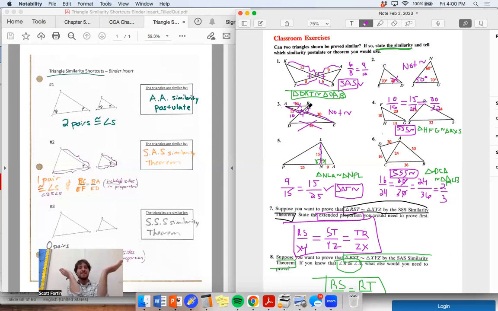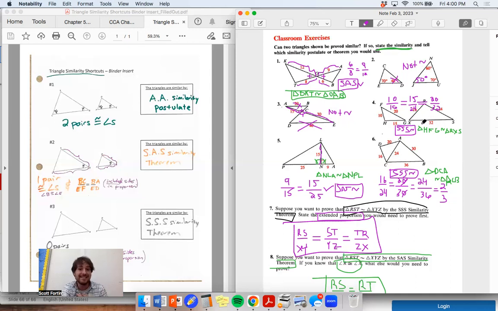Remember, included means the sides that form the angle, right? They include the angle if I put them together, okay? And the ones where they mark up this 40 side and this 20 side, they don't make up the angle. They're opposite the angle, okay? So this is no similarity, or not similar is what I wrote down here. So I wrote not similar, or no similarity can be proven, okay?